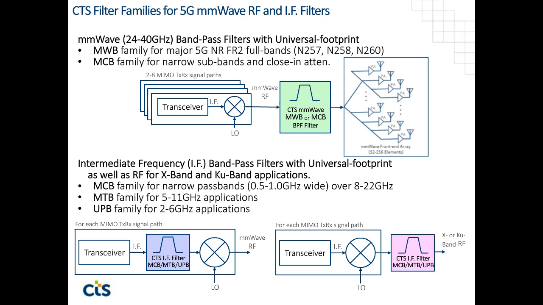so on. Additionally, as you can see on the bottom, there are instances where you may also need an IF filter, intermediate frequency filter, that would be used between, say, the transceiver and the up converter. And we have a number of families of filter products that are suitable for those applications. Then on the lower right, you can see applications where they're not strictly mmWave. They could be considered microwave, such as X-band or Ku band applications. In general, the same families of filter products can also address these applications as well.